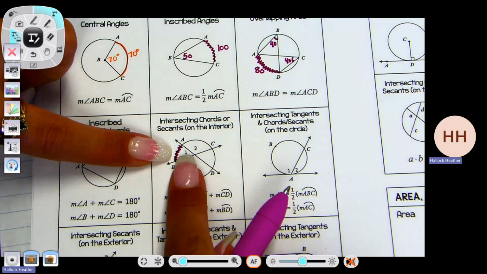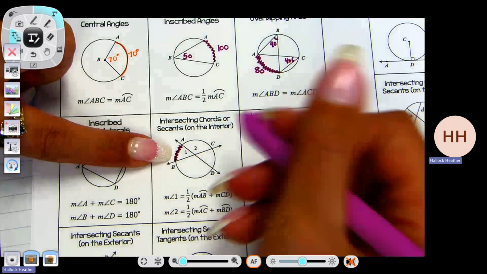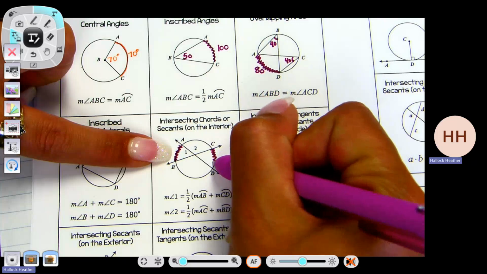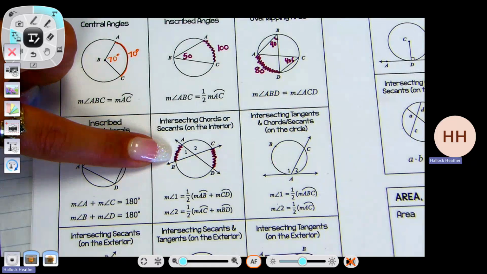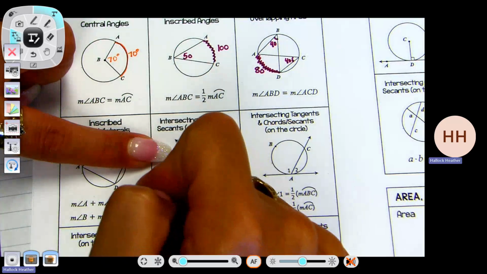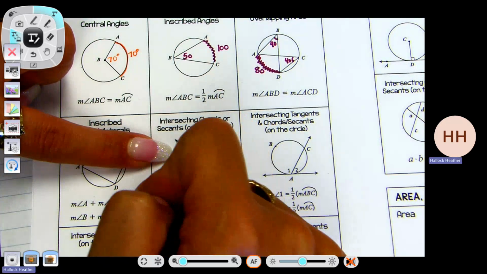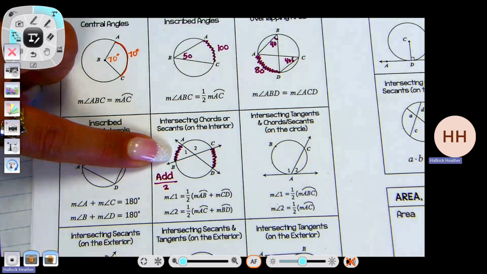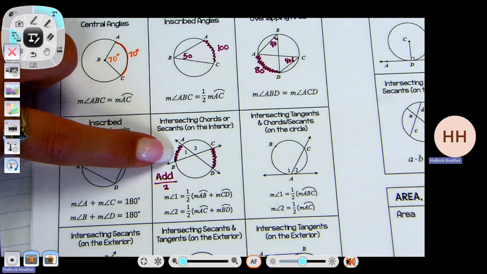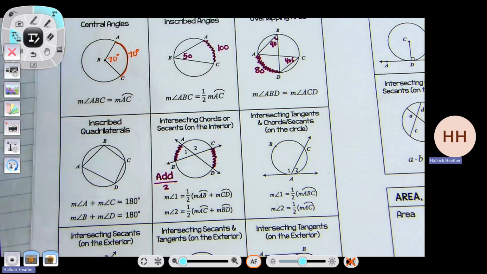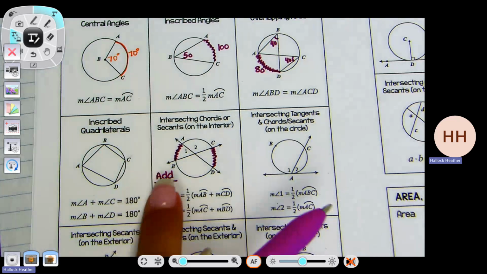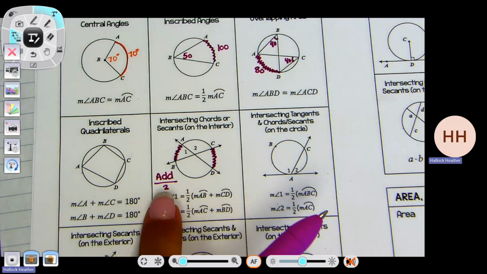1 is also a vertical angle to this. So it's technically also opening up to C. We're going to take those arcs, we add them, and we divide by 2. So the way you can kind of remember this is that it kind of looks like a plus sign. Not really, but if you would use your imagination, inside the circle, it's crisscrossing. So it's like a plus sign. So when it crisscrosses inside, we're going to add it. Okay. So this is an addition problem. We add the arcs, we divide by 2.